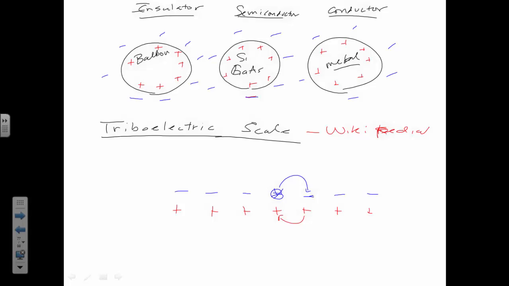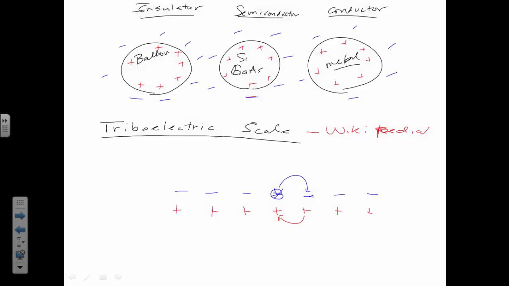The balloon and my hair were on two opposite ends of the triboelectric scale. So when I rubbed the balloon on my hair, either my hair was giving up electrons or the balloon was giving up electrons, one or the other, and I don't recall which it is. I'd have to look up the scale. So that balloon had either a net positive charge or a net negative charge.